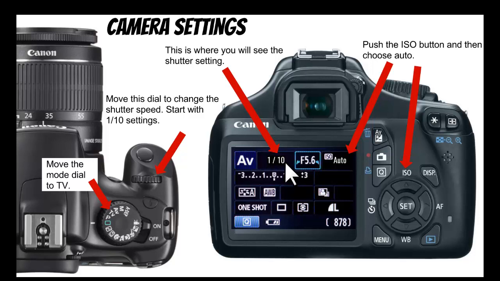So start off with 1/10th of a second, and then take an image, and then change it to maybe a 50th of a second, then do an 80th of a second, and keep going up and up and up until you get the effect that you want. You should set the ISO on auto, and the way that you do that is to click this ISO button right here, and when you get the choices on the back, use the keys here to select auto and then push the set button.